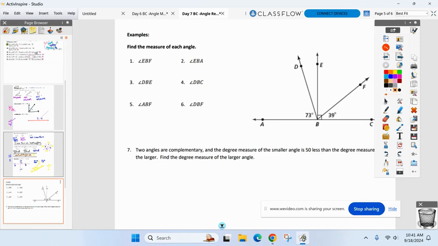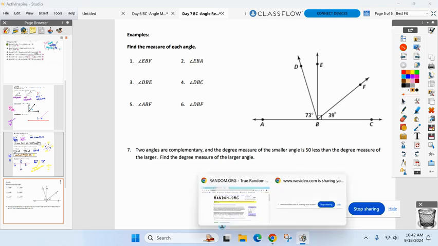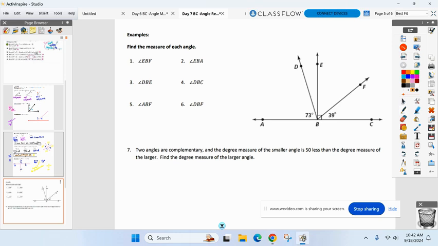All right, let's roll here. If I put an answer up and you don't understand where it comes from, please ask. Please don't just erase it and put the right answer. Understand where it comes from. Don't be bashful to ask questions. All right, number one, EBF. What are we looking at there? Abigail, what do you got for me there? 51 degrees. Good start.